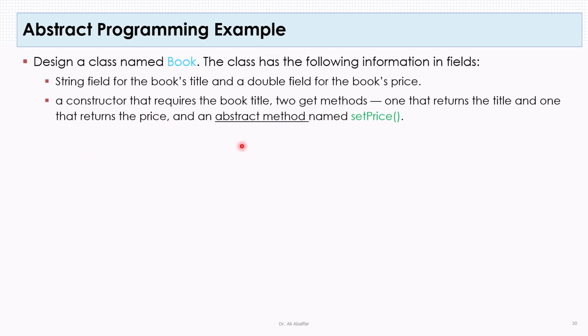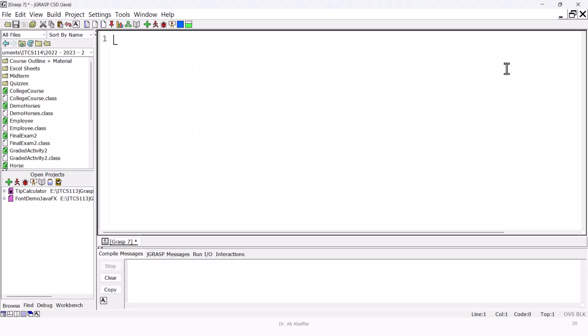To define the class, we write public class followed by the class name book. And for the data, we have a string for title and we have double for a price. So we are not specifying whether they are private, public, or protected, so they will be considered by the compiler as protected data.